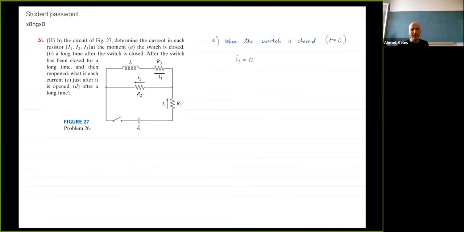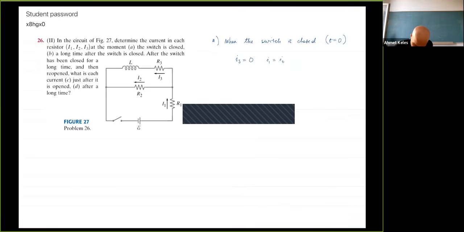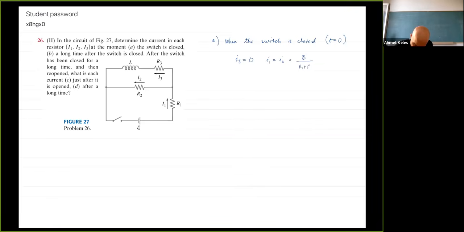Then everything should be happening at I1 and I2. We know how to calculate that. So I1 is going to be equal to I2, which is going to be equal to this battery divided by R1 plus R2.